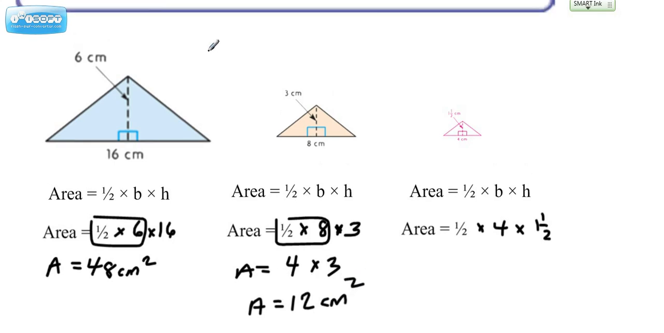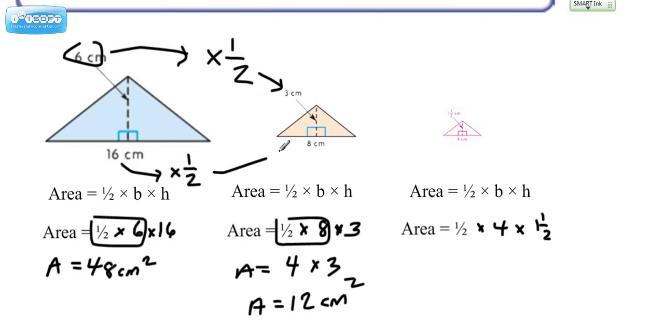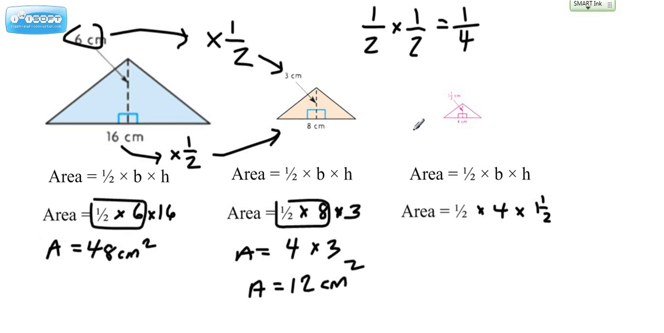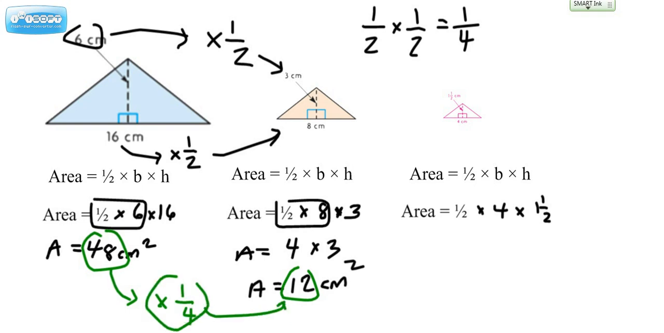Now remember, we took a half. We did this times this to get that. And we did the same thing here, this times a half to get that. Now if we squared 1/2, wouldn't that equal 1/4? Because 1/2 times 1/2 is 1/4. Now let's look at the areas. 48, what would we have to do to get 12? Wouldn't we have to multiply it by 1/4 to get that? So the shortcut is to square whatever you're doing here to get how the area is going to be affected.